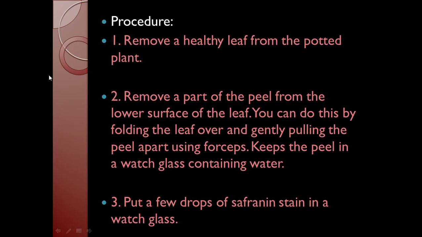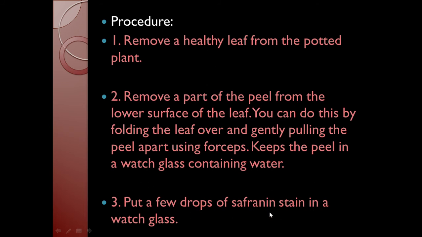First, you will have to remove a healthy leaf from the potted plant. You may choose the Bryophyllum leaf or the Rhoeo leaf or any other leaf from which a peel can be obtained. Generally, we select the Rhoeo leaf or Bryophyllum leaf because it is fleshy, so we can easily remove its peel. Remove a part of the peel from the lower surface of the leaf. You can do this by folding the leaf over and gently pulling the peel apart using forceps. Keep the peel in the watch glass containing water.